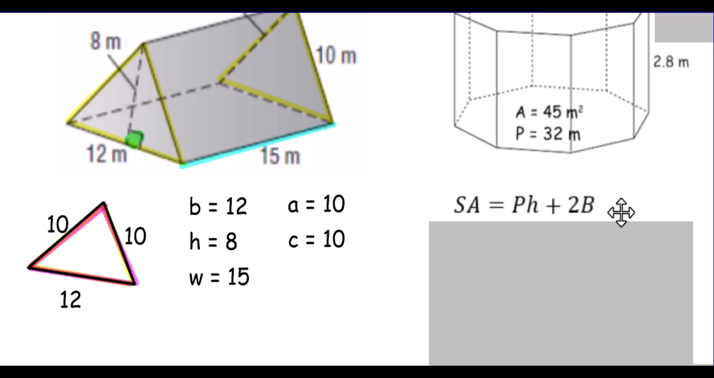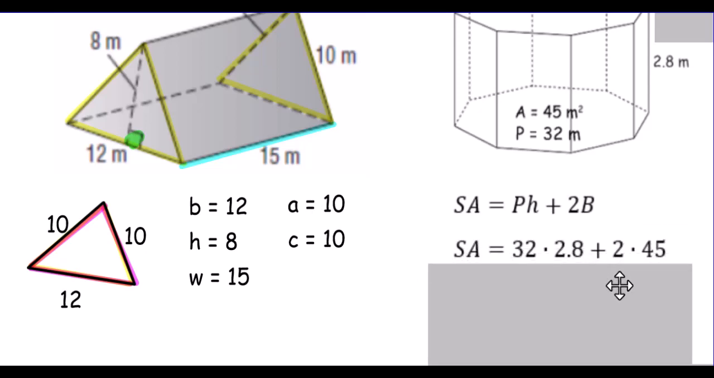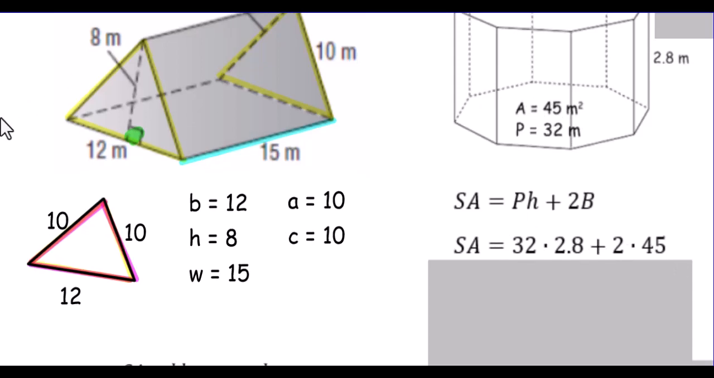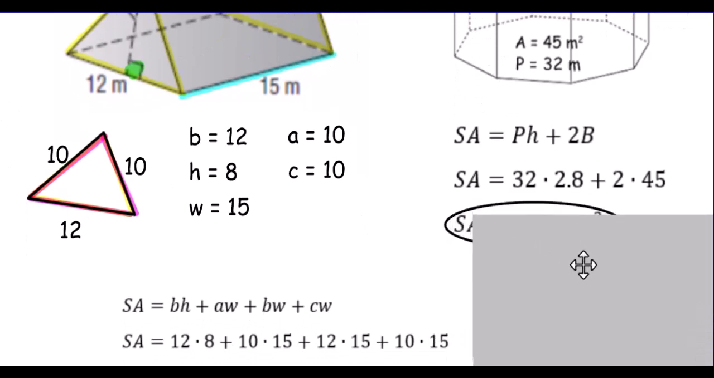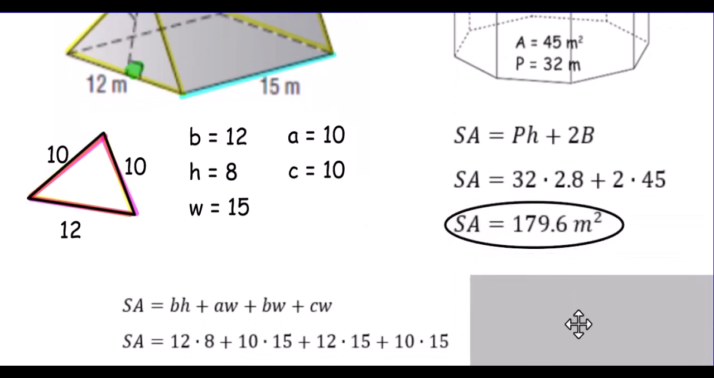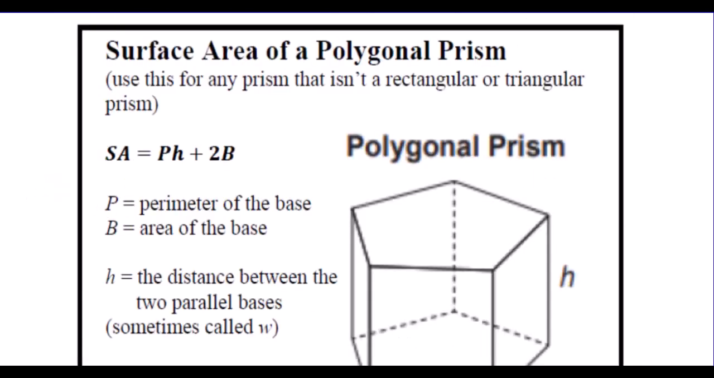The perimeter of the base is given at 32 meters. The height is the distance between your two parallel bases, that is 2.8 meters. And then the area of the base is 45. So we're going to do 32 times 2.8 plus 2 times 45. I did just plug that into my calculator in one single step, and that got me 179.6 meters squared.